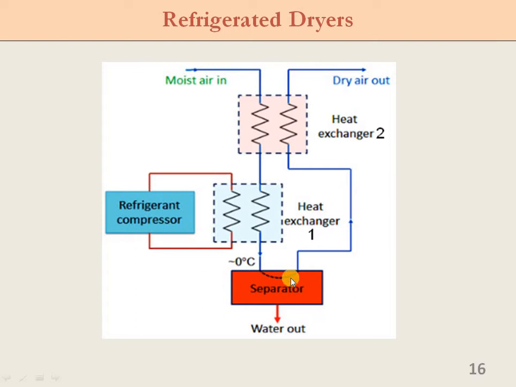This is the circuit diagram of the refrigeration type dryer. It basically consists of two heat exchangers. Heat exchanger 2 is the air to air heat exchanger, and heat exchanger 1 is an air to refrigerant heat exchanger, and there is a refrigerant compressor and a separator. So these are the basic components of the circuit diagram of the refrigeration type dryer. We'll discuss how it works.